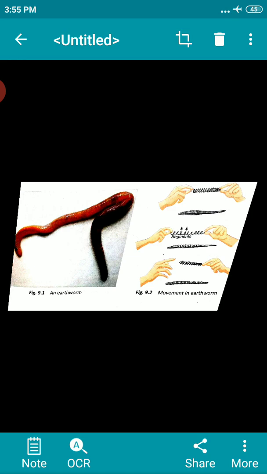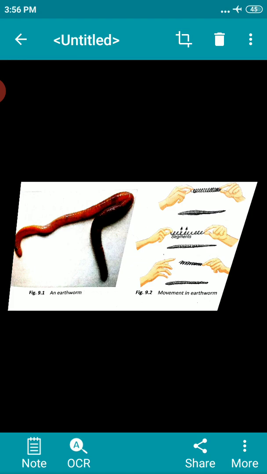Its body is made up of muscles. The body of an earthworm is made up of many rings, loops joined end to end, and it moves forward by the contraction and expansion of the muscles. During the movement, the earthworm first extends the front part of the body, keeping the rear portion fixed to the ground. Then it fixes the front end and releases the rear end.